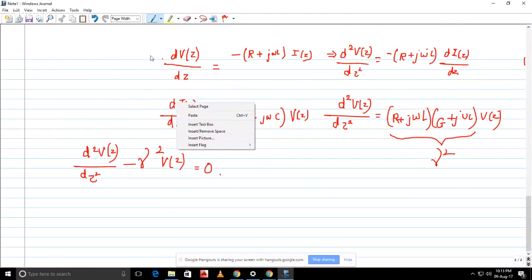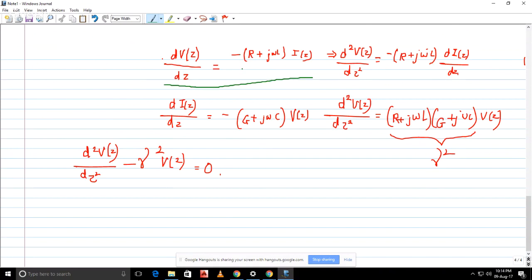Now I got a voltage equation which is in terms of current, and a current equation which is in terms of voltage. We have a minus over here and a minus over here. Now let us say I want to remove the current from this equation. I just take the derivative of this equation once again, with respect to z. This becomes d square Vz by dz square equals minus (R plus j omega L) times dIz by dz, which is this. So this equation is differentiated once with respect to z, and then I get this equation.